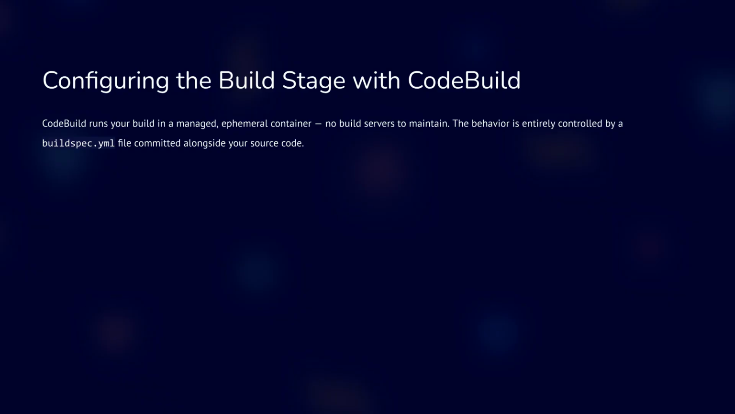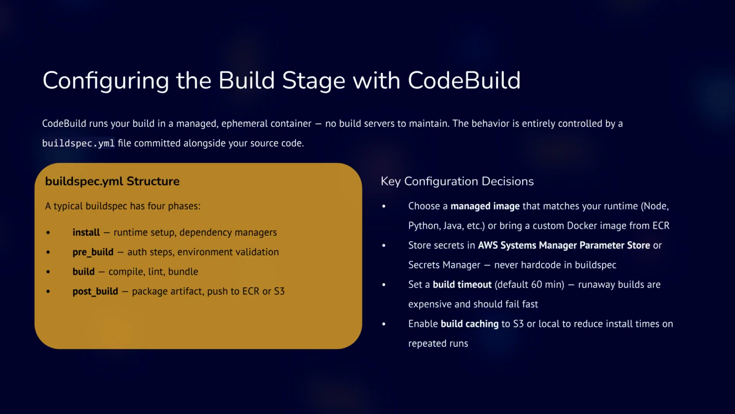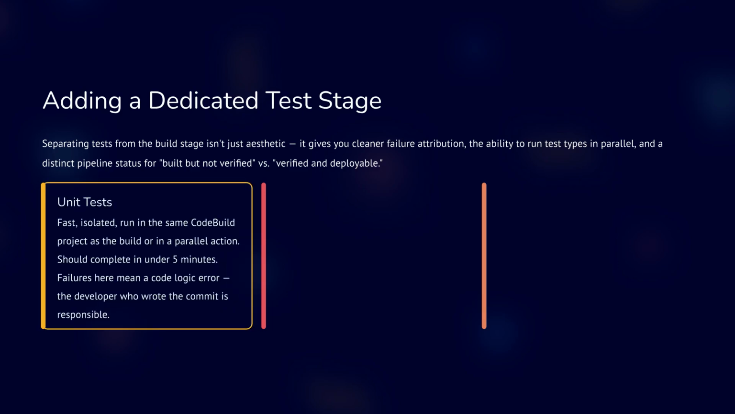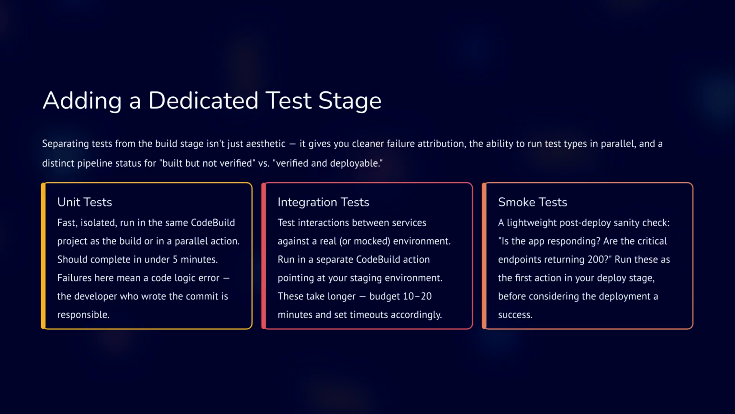This file defines 4 phases: install, pre-build, build, and post-build. Key decisions include choosing a managed image, storing secrets securely, setting a build timeout, and enabling build caching. A dedicated test stage provides cleaner failure attribution and distinct pipeline status. Test types include fast unit tests, integration tests against real or mocked environments, and smoke tests as a post-deploy sanity check.